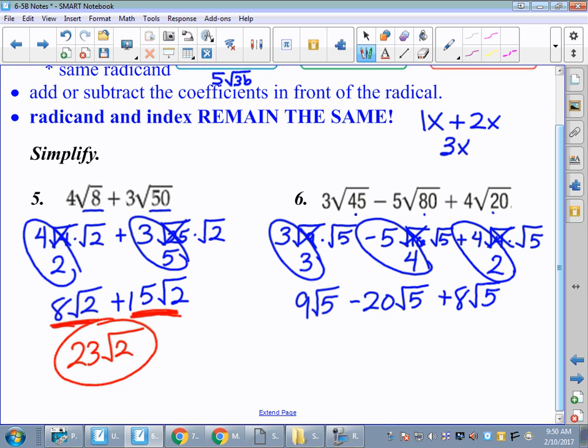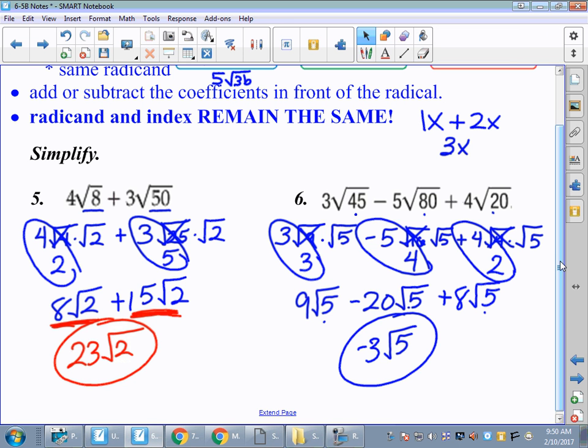9 minus 20 is negative 11, plus 8 is negative 3 root 5. So negative 3 root 5s. I had 9 root 5s here, I had a negative 20 root 5s here, and I had 8 here. In total, I have negative 3 ugly decimal root 5s.